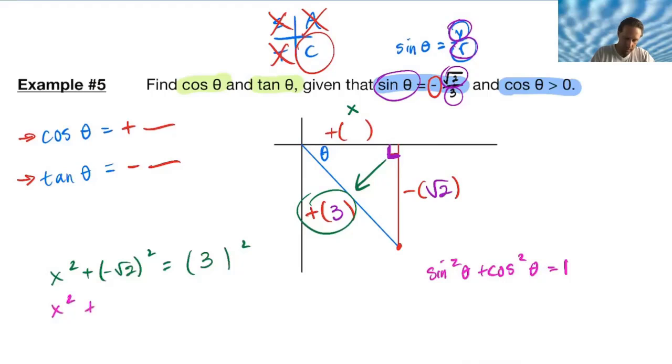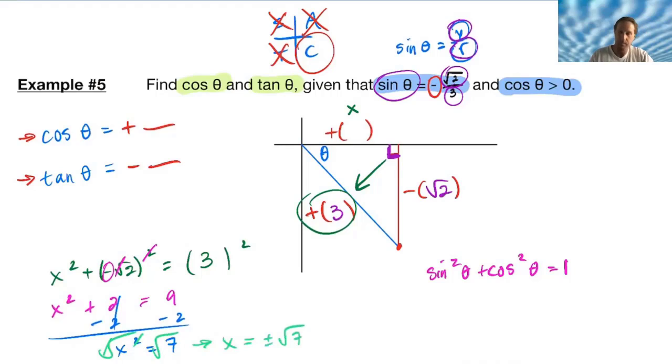I'm going to do it this way because I know a negative squared is positive, and when I square a square root, it becomes a 2. 3 squared is 9. Pretty simple. All I got to do is subtract the 2 over so that I can take the square root. And once I do that, I will then have my x value. Now this one could be positive or negative, but because we are going to the right, we know that it was positive in this case, square root of 7.